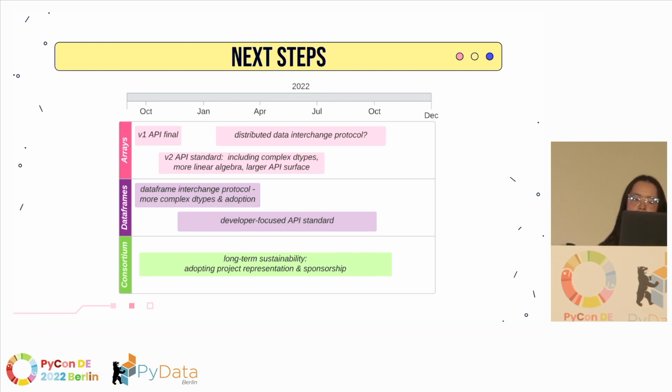On the data frame part of things, we want this year to end up with a developer-focused API. So we want to go beyond defining that interchange protocol. And once that's done, we can move on to how we develop that API with the minimal things that all the data frame libraries are using.